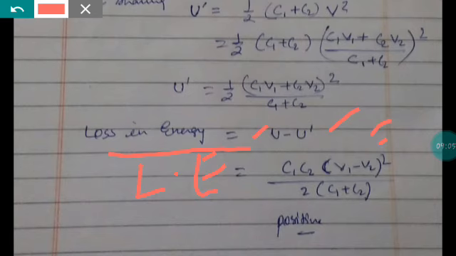So the loss in energy can be calculated by this formula, which is C1 C2 times V1 minus V2 whole square, upon 2 times C1 plus C2. By putting the values of C1, C2, V1, V2, if data is given, you will see the result is positive. And a positive result means what? It is very obvious that U is greater than U dash.